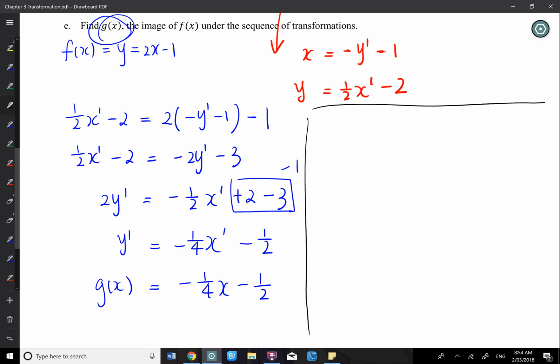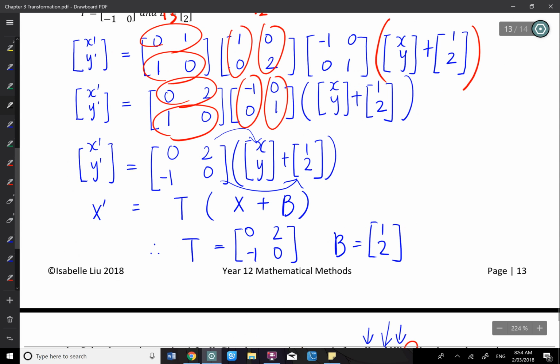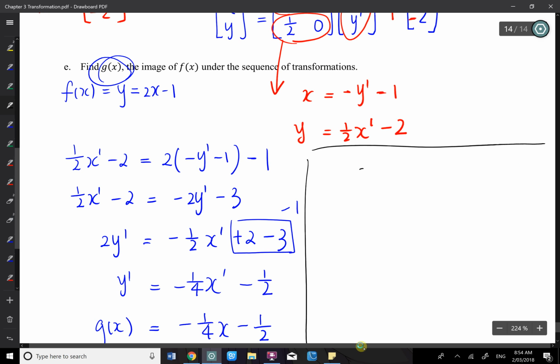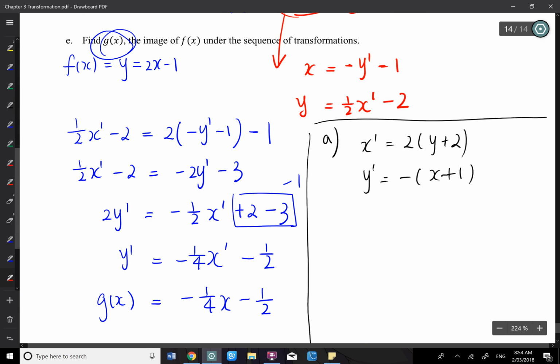Because if you know at the very beginning in part A, it says x dash equals, let's have a look, x dash equals 2 bracket y plus 2 and y dash equals minus x plus 1, if I'm not remembering that wrong. Okay, that's what we have from part A. If I can rearrange that, what I will have is y equals a half x dash minus 2. And then here x equals minus y dash minus 1.